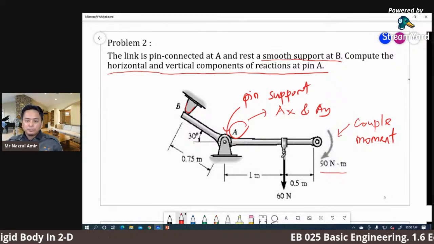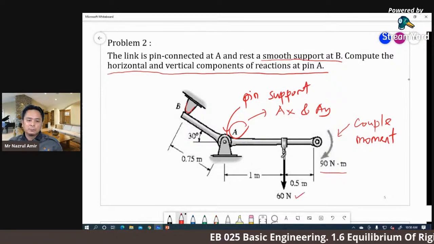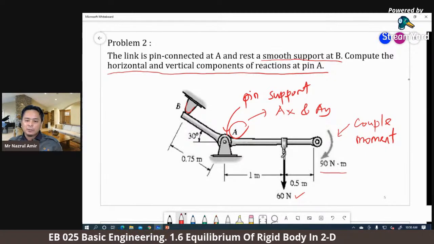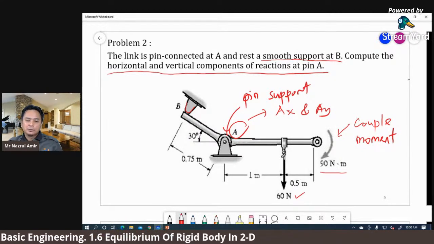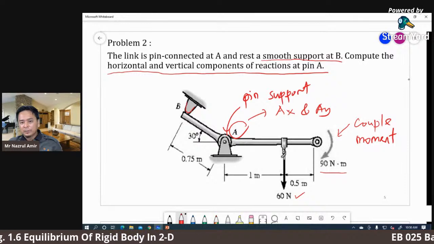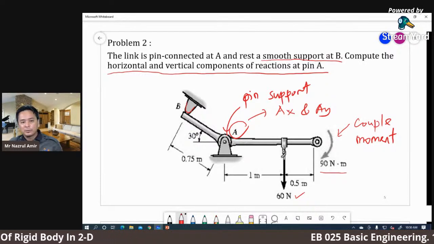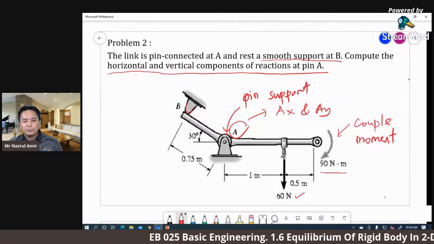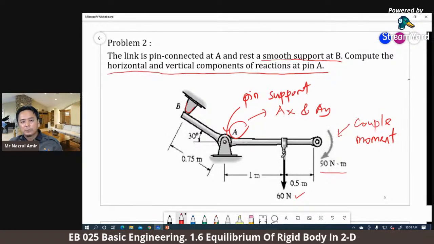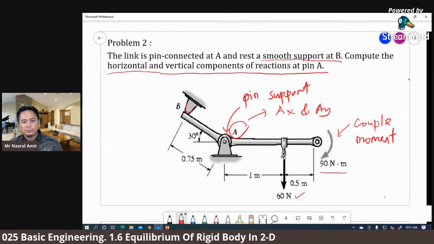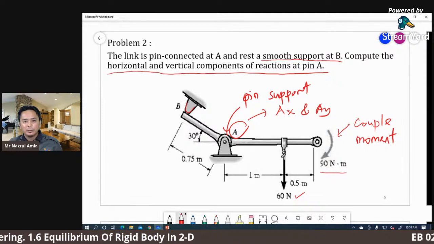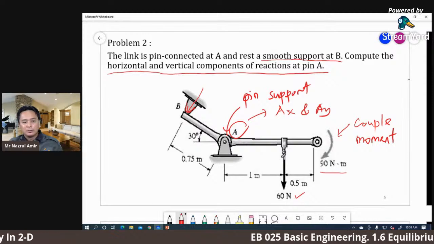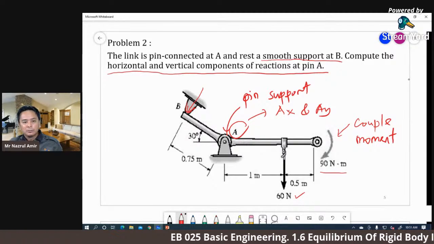Okay, we have 60 Newton force for the action force, and we have couple moment of 90 Newton meter as an action couple acting on the body. And we have two type of support. At point A, pin support. At point B, we have smooth surface, smooth support. Okay, so here we have AX and AY, and here it will exerting one unknown normal to the plane.